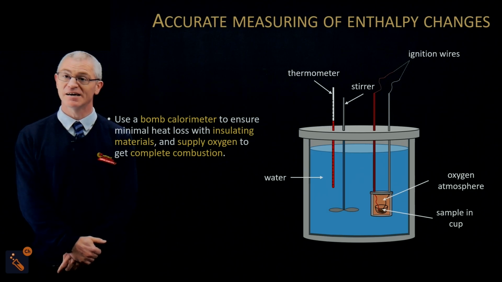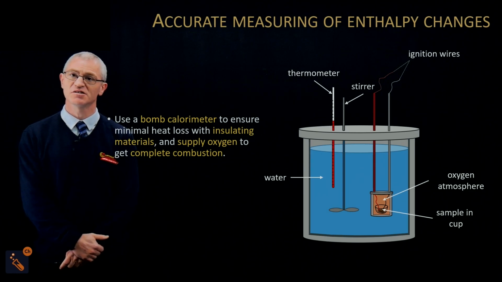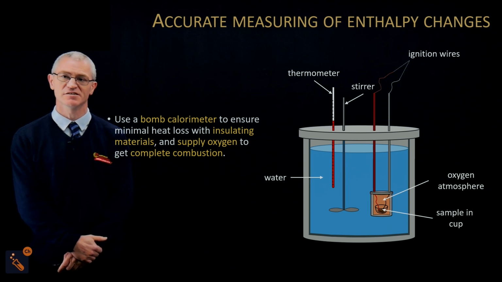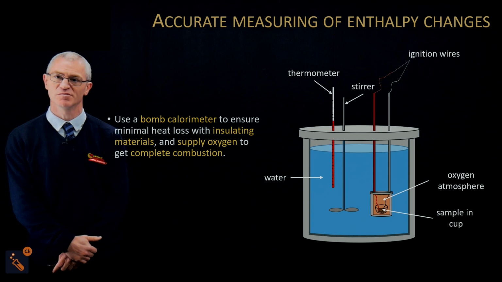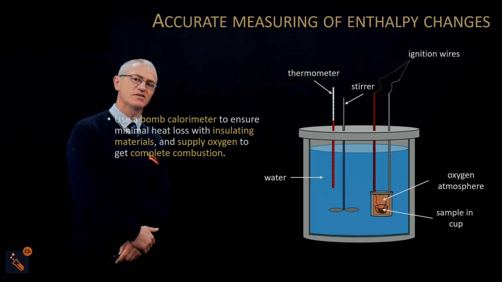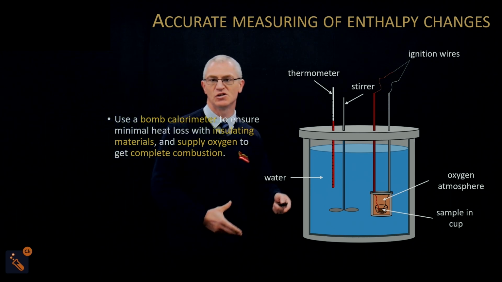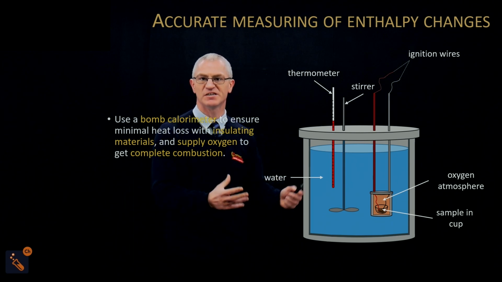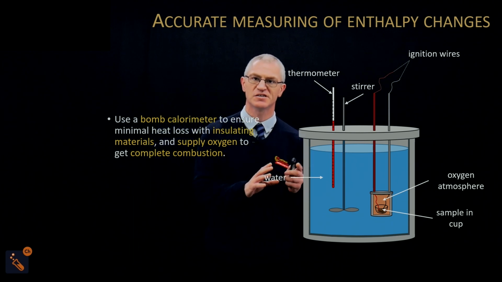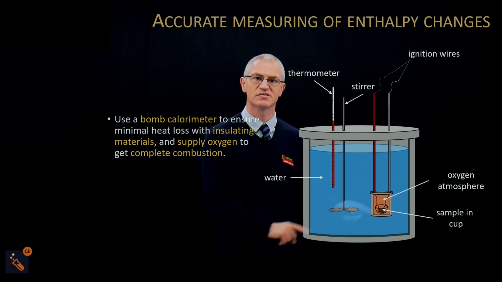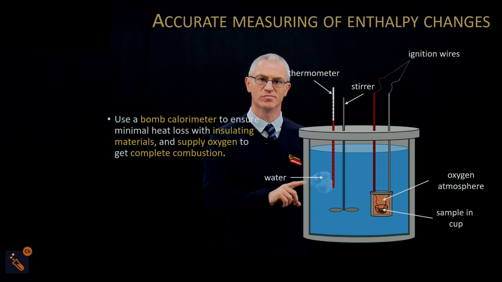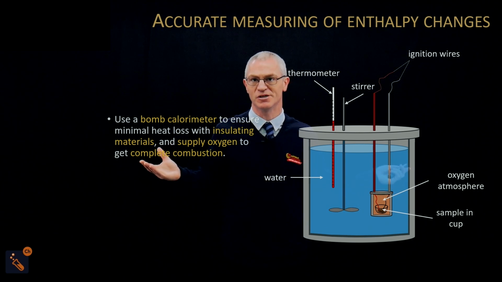Before we go on to the actual calculations, it's good to know how you can accurately measure the enthalpy changes. Now, you're never going to do this in the lab because it's an expensive bit of equipment, but it does show you how you can look at those problems with the experiments and fix them all. So, first thing is, think about when you're looking at this, how does it fix the problems? Well, the first thing is it puts it in an oxygen atmosphere, so therefore it's complete combustion.